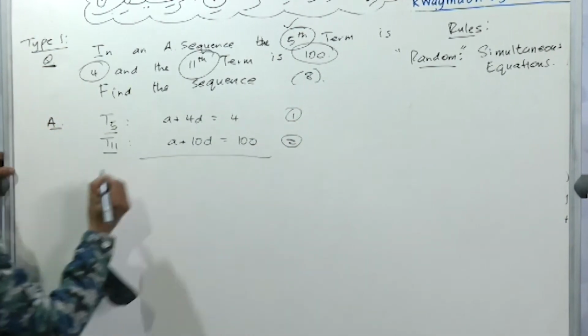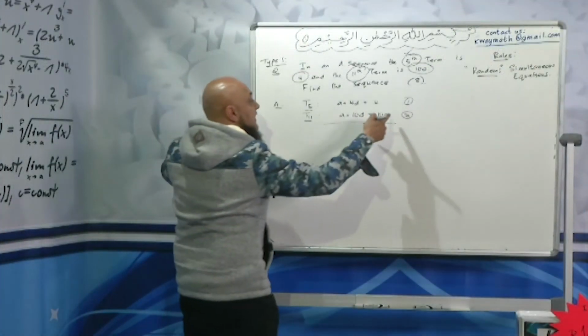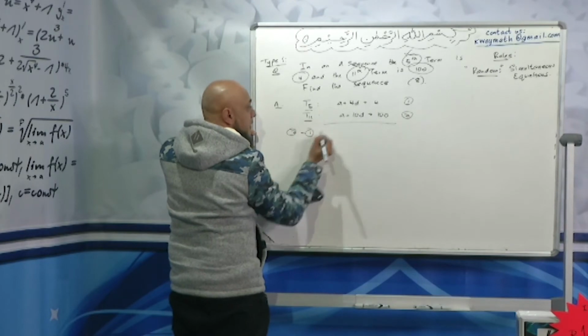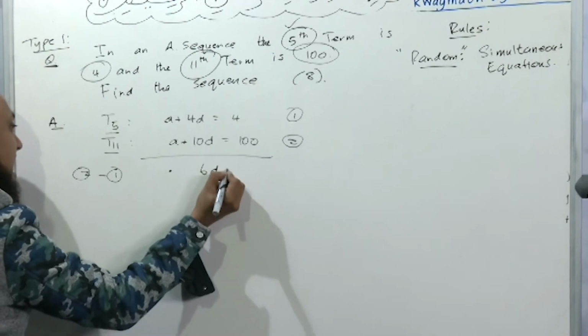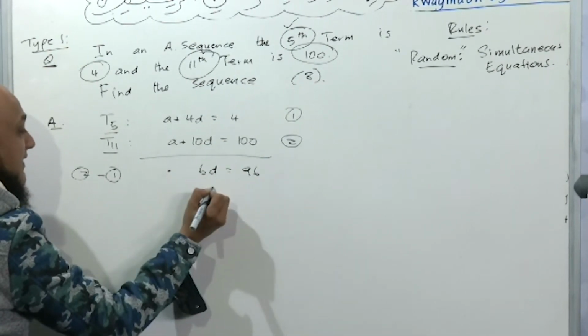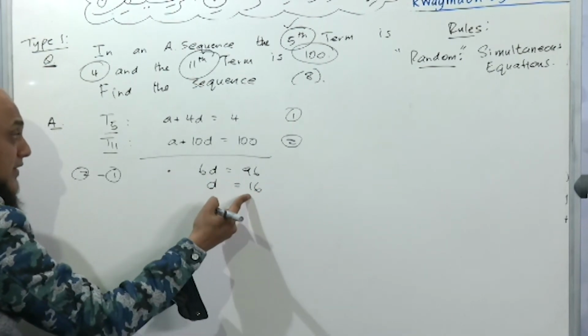That's equation number 1 and equation number 2. Now you can do it by substitution or you can do it by elimination. I'm going to say equation 2 minus equation 1. A minus A gives me 0. 10D minus 4D, 6D, is equal to 100 minus 4, 96. Divide by 6, divide by 6. D is equal to 16.